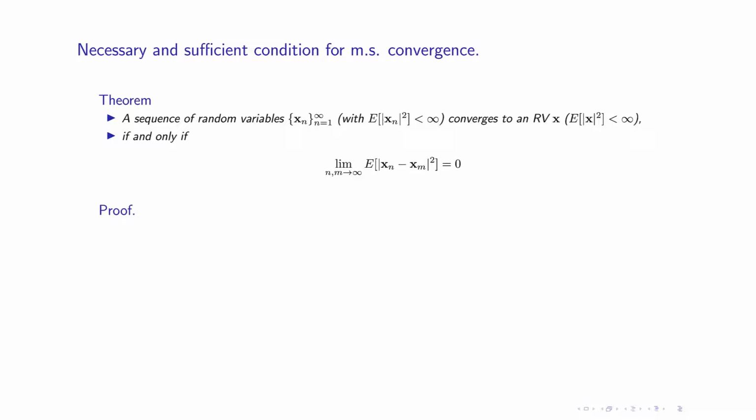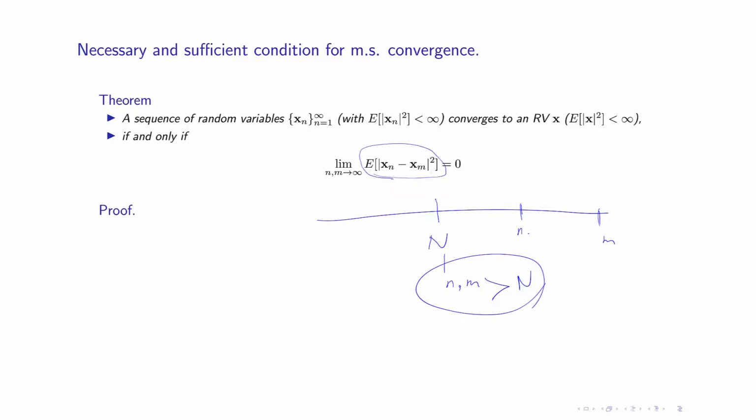So it means that if this is like time, and you go beyond a certain point n, and you choose arbitrary n and m, both bigger than n, then you could reduce the distance to an arbitrary value, or in other words, you say that the limit of these converges to 0. If this condition is satisfied, then there exists x such that x of n converges to x in mean square, or in L2. Okay, and the other way around.